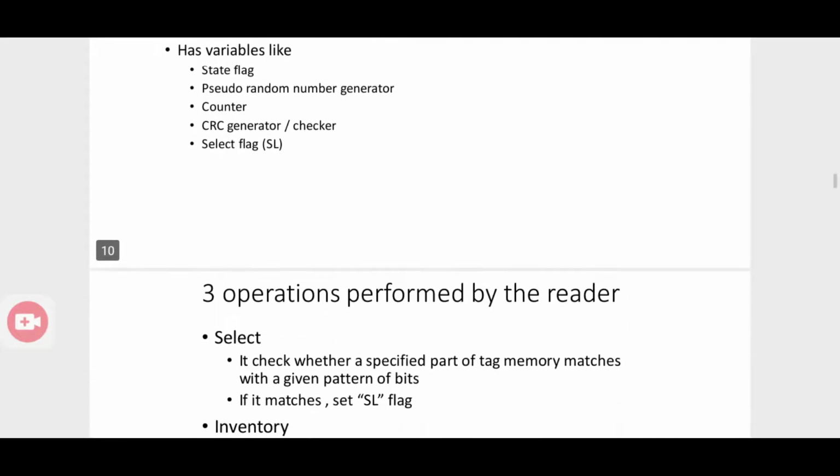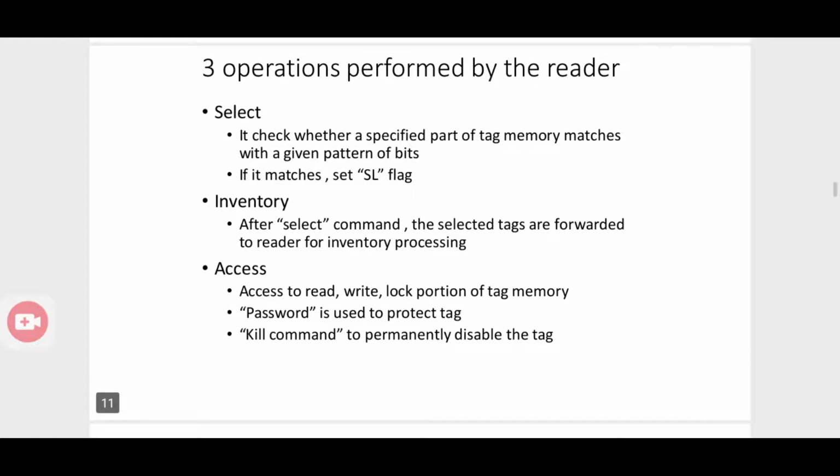Okay. And the three operations performed by the reader of an RFID system are select, inventory, and access. Select means it checks whether the specified part of the tag memory matches the given pattern of bits. If it matches, it sets the SL flag. Inventory means after the select command, the selected tags are forwarded to the reader for inventory processing. And access means access to read, write, lock portion of a tag memory. A password is used to protect the tag. Kill command is used to permanently disable the tag.